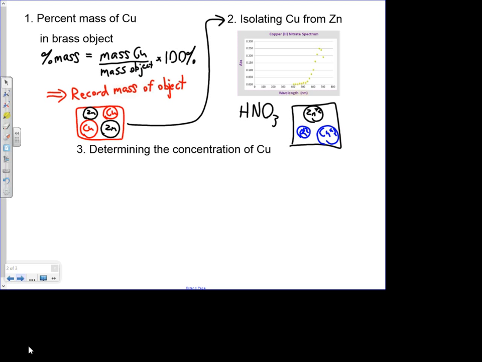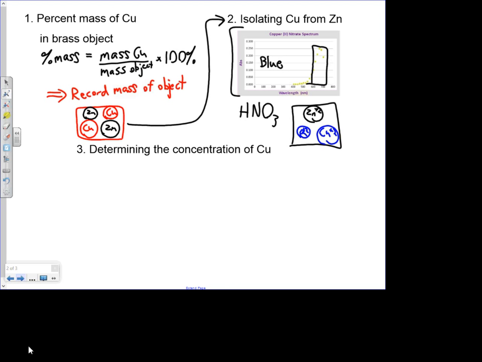But the cool thing is, when we look at the absorption spectrum for copper 2, so that's what this graph is, we look at the wavelengths at which copper 2 nitrate dissolved in water will absorb light. If you measure between 600 and 700 nanometers, you see that copper ions absorb red light. So that's going to make them look blue. Zinc ions do not absorb light in the visible range.